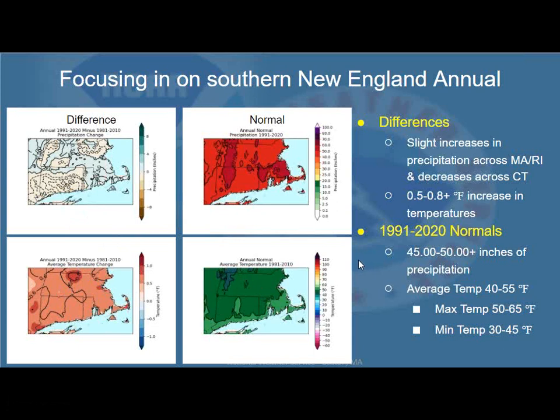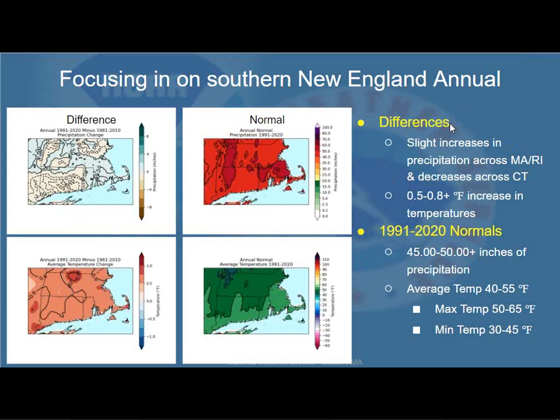But when it comes to the 1991 to 2020 normals across southern New England, we generally have 45 to 50 plus inches of precipitation across the region. The average temperature over the years is from 40 to 55 degrees Fahrenheit. The max temperature is 50 to 65, and the min temperature is 30 to 45.